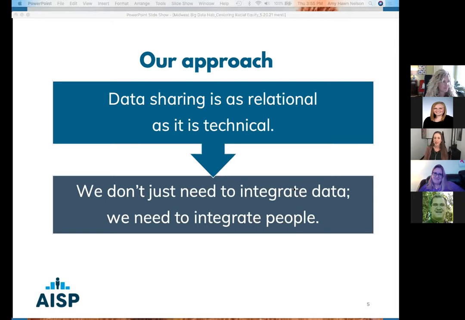The other important thing to know about AISP is our approach is quite different from other folks. We don't center the data. We center the people, always. We strongly believe that data flows at the speed of trust, and data sharing is as relational as it is technical. So we think a lot about people, so that means we do a lot around staffing, and we do a lot around thinking about that part of the work rather than just looking at what's on a screen in front of us.